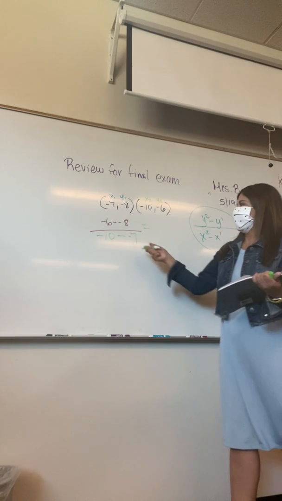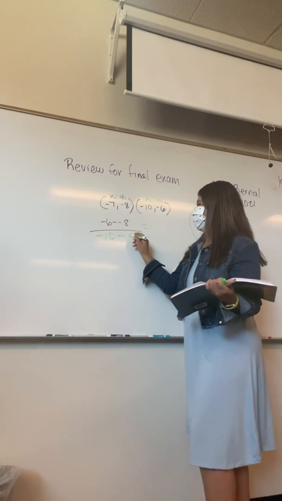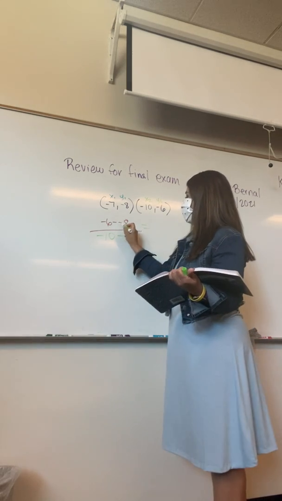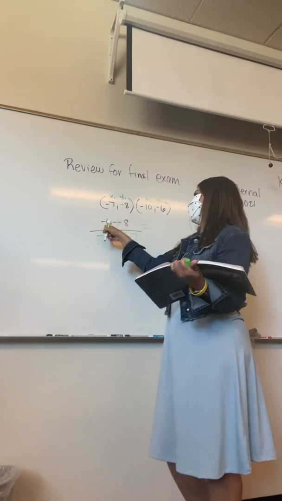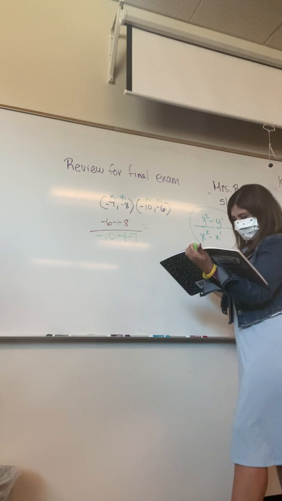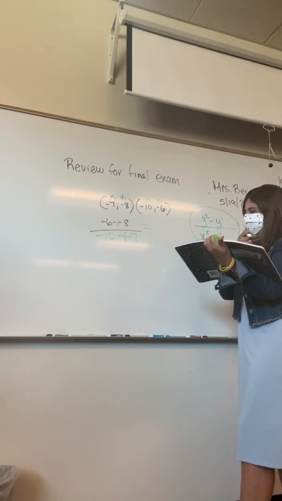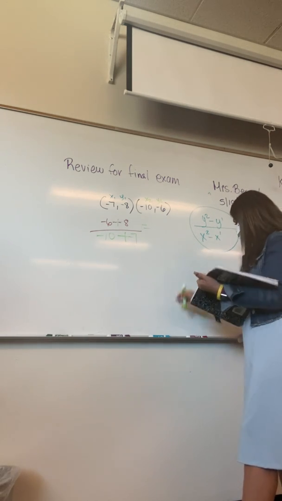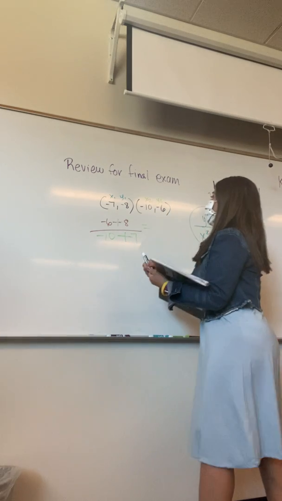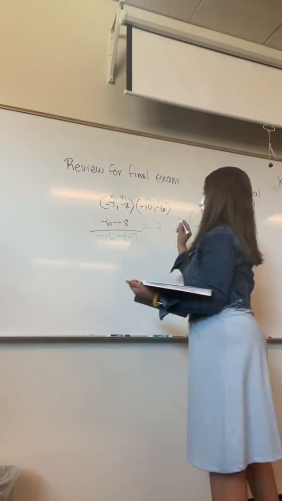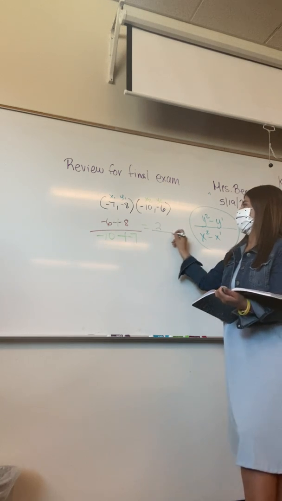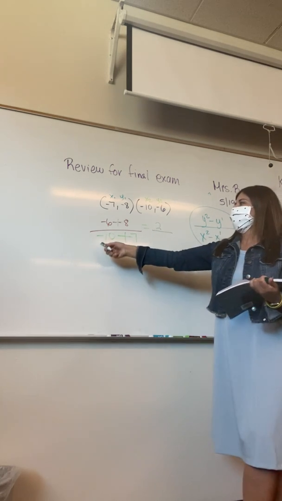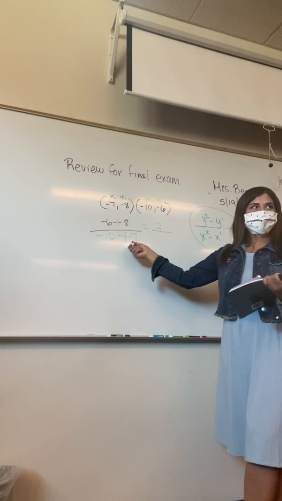And remember, when we have 2 negatives together, it becomes a positive, right? So this one, 2 negatives together, becomes a positive. So we have -6 plus 8. How much is -6 plus 8? 2. Is it positive or negative? Positive. Okay, now we have -10 plus 7.